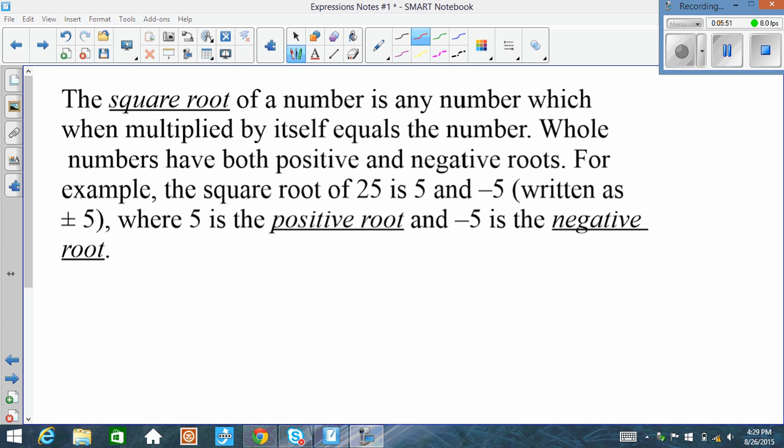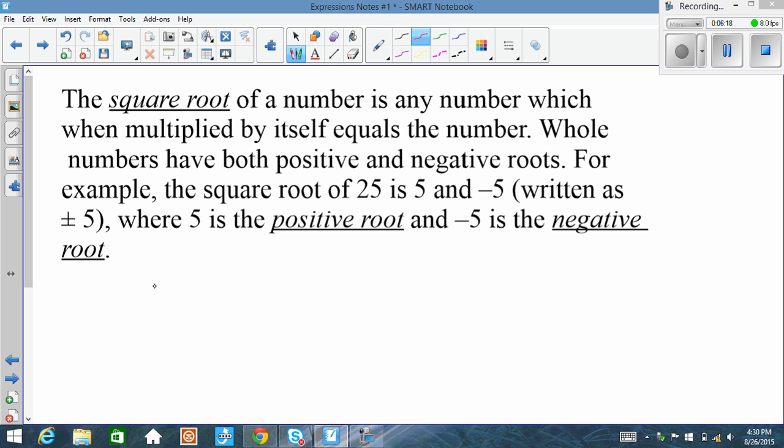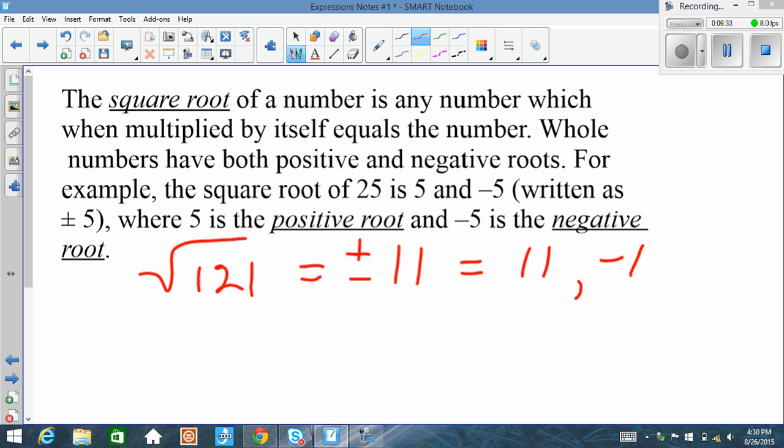Another vocabulary term is the square root of a number is any number which, when multiplied by itself, equals the number. Whole numbers have both positive and negative roots. For example, the square root of 25 is 5 and negative 5, written sometimes as plus or minus 5, where 5 is called the positive root and negative 5 is called the negative root. So for instance, if I write a problem and it's written as, what is the square root of, let's say, 121, the answer would be positive or negative 11, or you might write it as 11 comma negative 11.